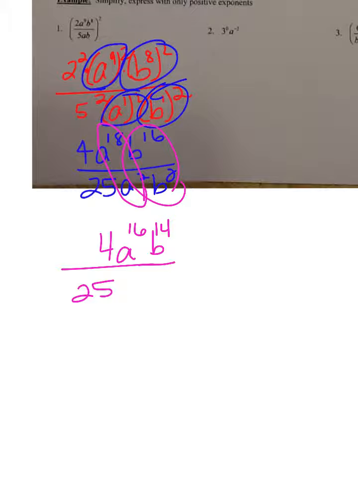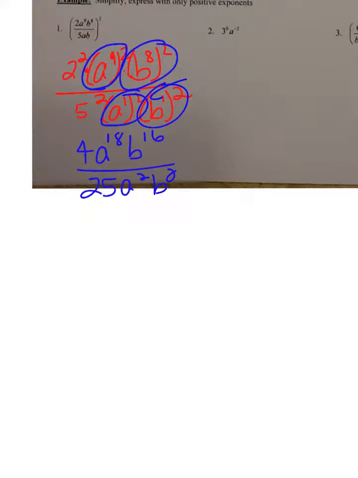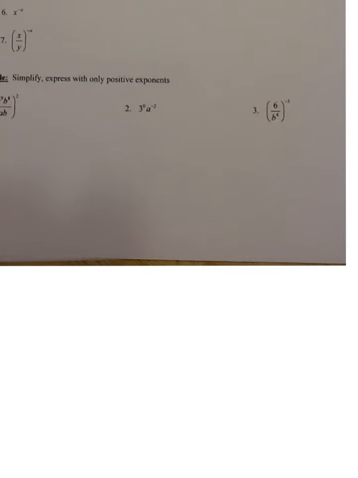All right, so let's take a look at number 2. Okay, so number 2 I have 3 to the 0 power is 1. And then I have a to the negative 2, and that's going to go into the denominator. So it'd be 1 over a squared. All right, let's take a look at 3.